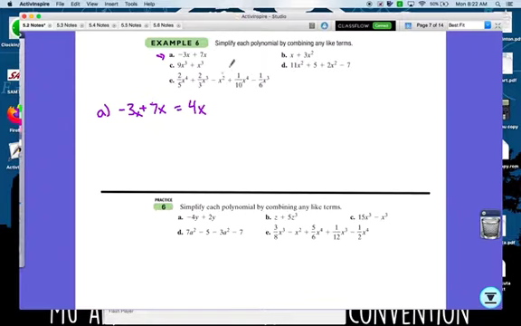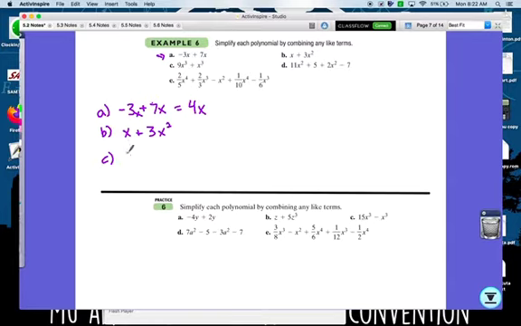Okay, when it says simplify by combining any like terms, if they have the same variable, you just combine the coefficients. All right, B, we have x plus 3x squared. Now on this one, they have the same variable, but the second term has the variable raised to the second power. The first term only has it raised to the first power, so I cannot combine those two. Those are not the same. So that one just stays as it is.